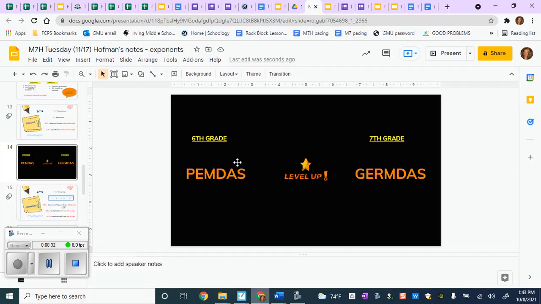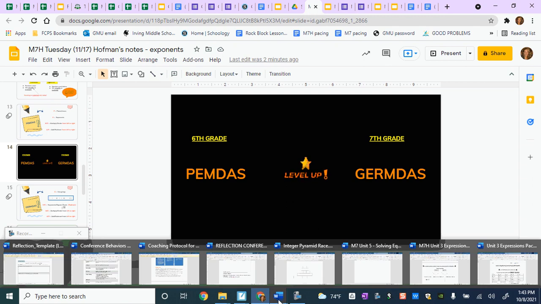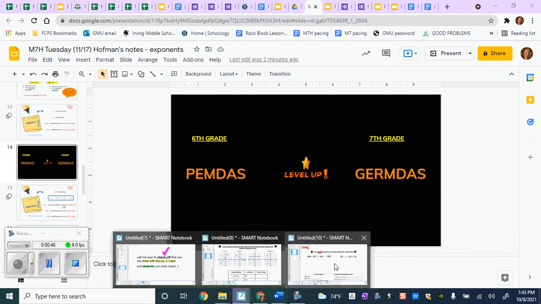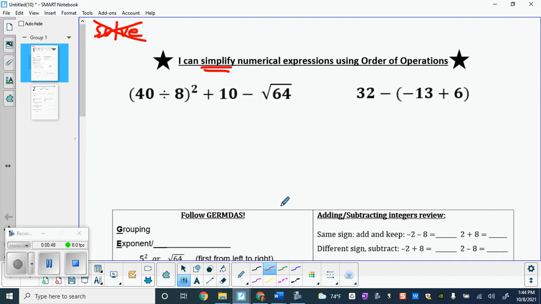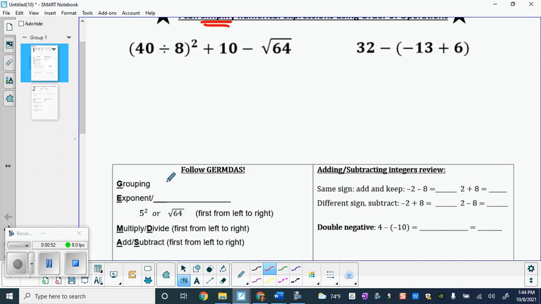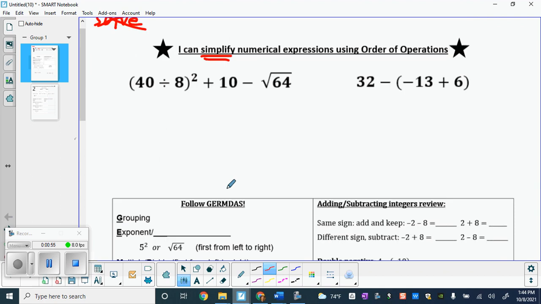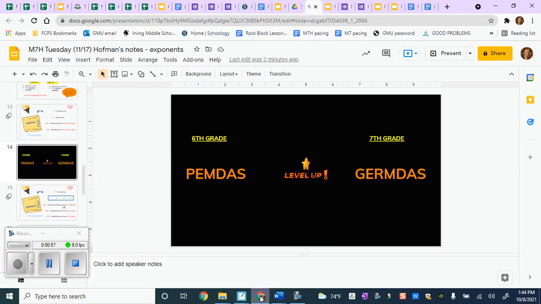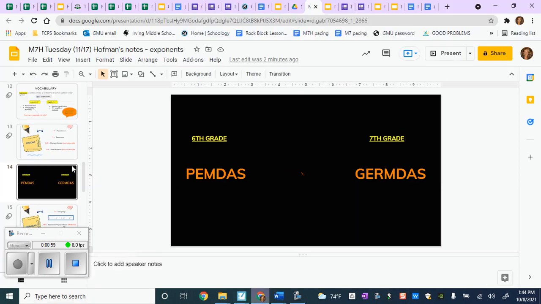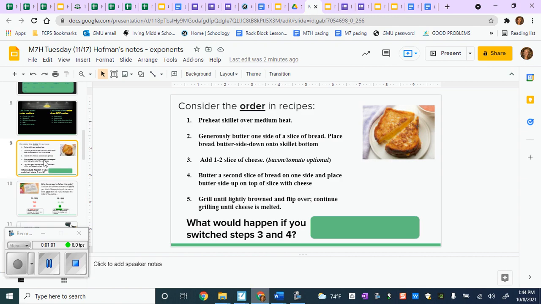I wanted to remind you guys that in elementary school, you know about PEMDAS, and this year we're actually going to take that acronym and level up a little bit, if you will, and we're going to talk about something called GERMDAS, and I can explain that back in the packet. Let me just get back over to the notes, okay? So the order of operations, again, it used to be PEMDAS, but now it's GERMDAS, and the order of operations is something that you need when simplifying expressions.